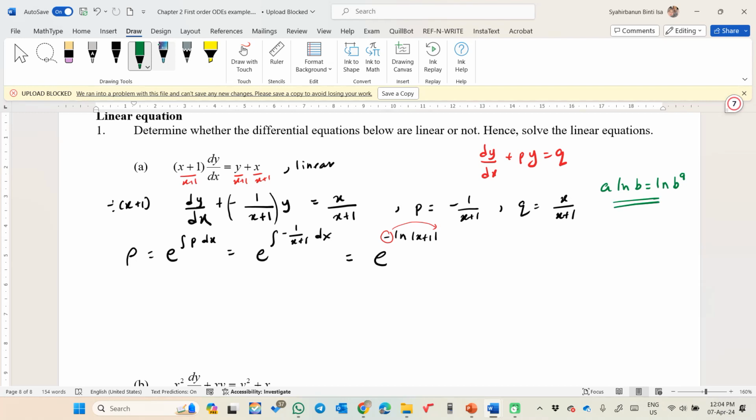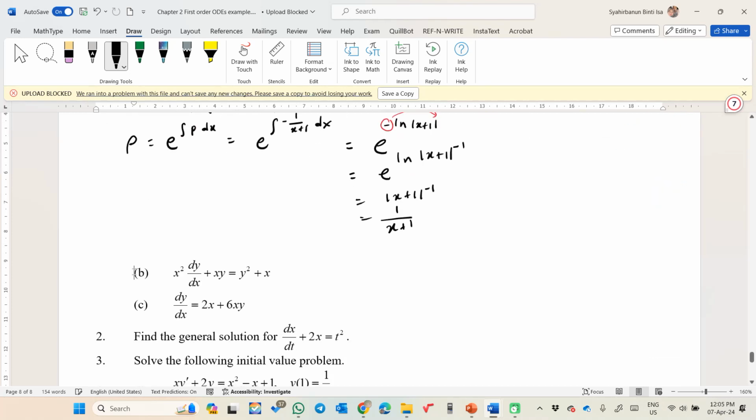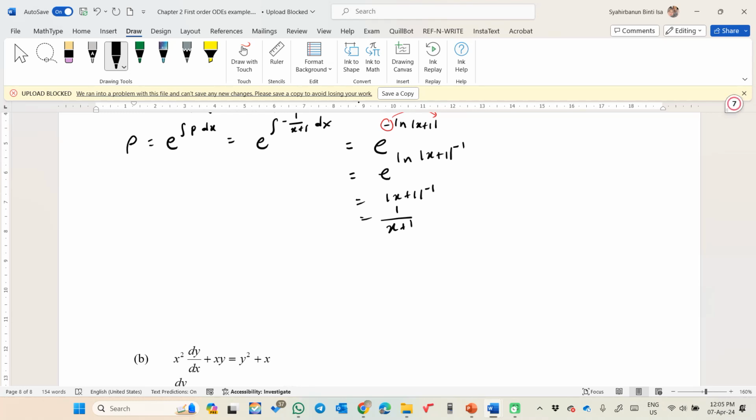I think this basic rule for ln and exponent, you learned in your school days, right? So we have negative here. The negative is brought to the power, so ln of x plus 1 to the power of negative 1. Then we can eliminate the exponent and ln, so this becomes x plus 1 to the power of negative 1, or we can write it as 1 over x plus 1. That is the rule. I rewrite this to make it easier to look at. So rho is 1 over x plus 1. This is the integrating factor.